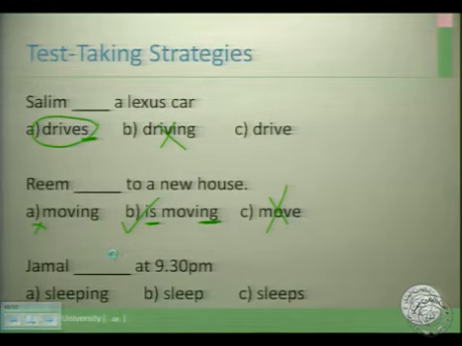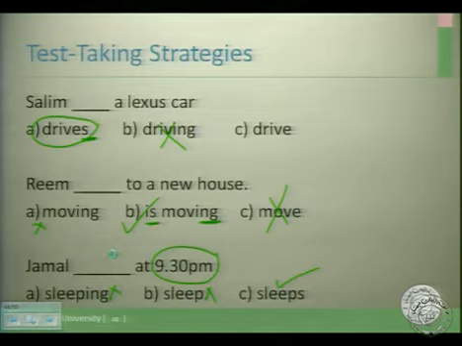Jamal at 9:30 p.m. This talks about something that is happening every day. So it is the simple present. So it is not ing. It is not a verb without s. It is sleeps. Why? Because Jamal is one person.